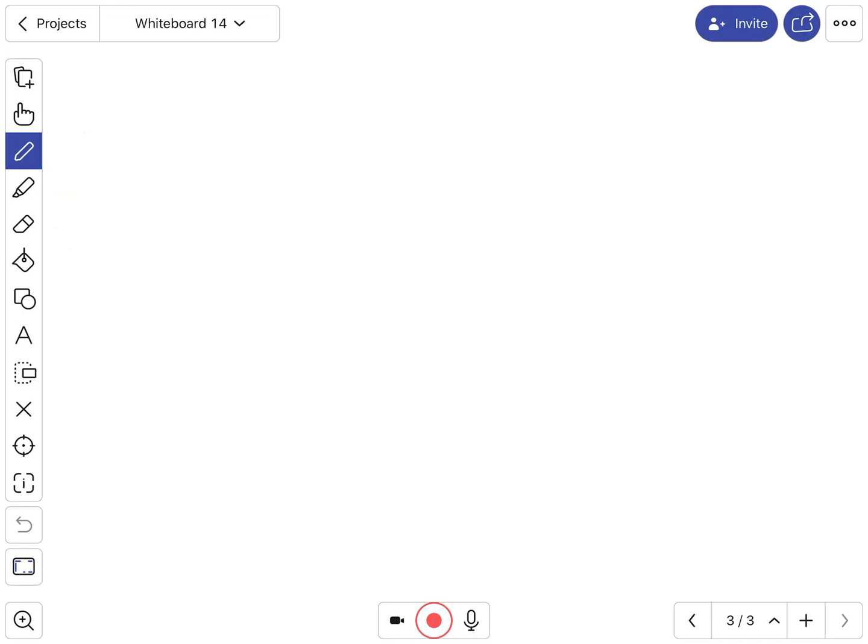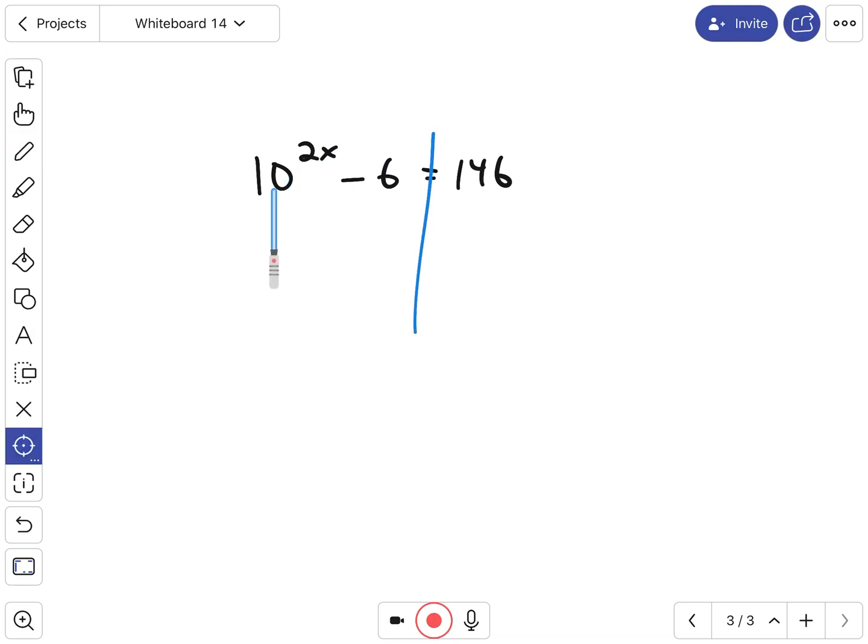Another one would be 10 raised to the 2x minus 6 equals 146. Before we can convert it, because we can't put this in the calculator since it has an x, we want to convert this to a logarithm.